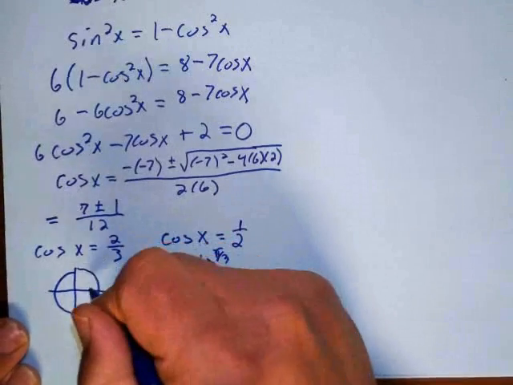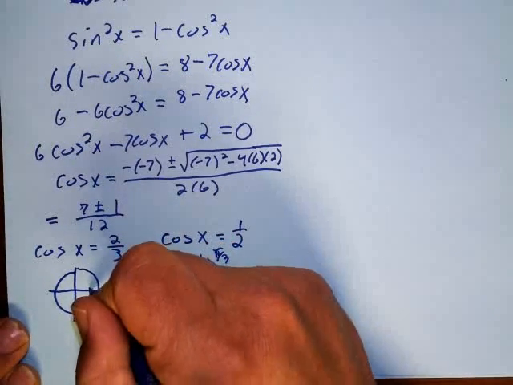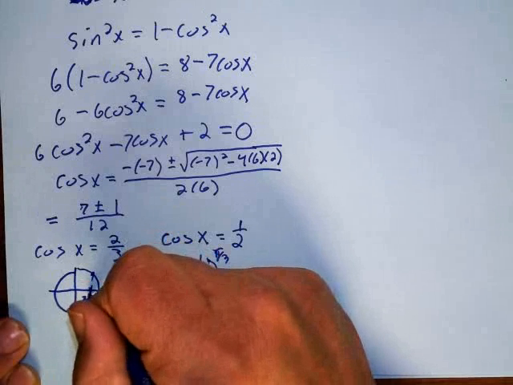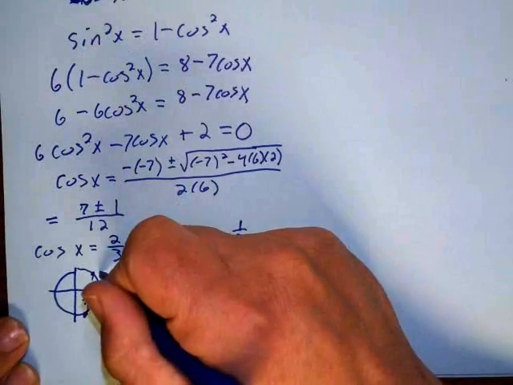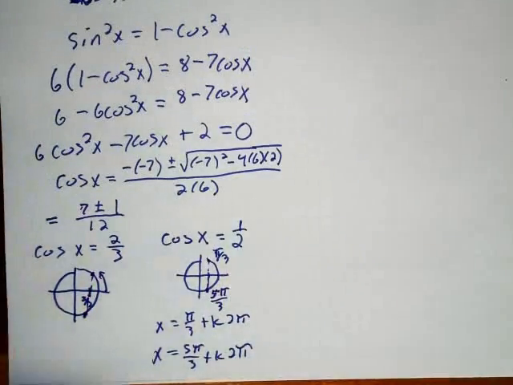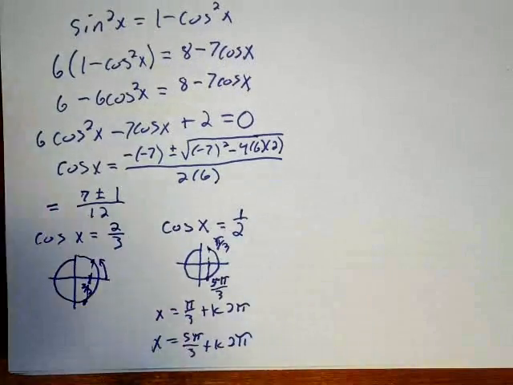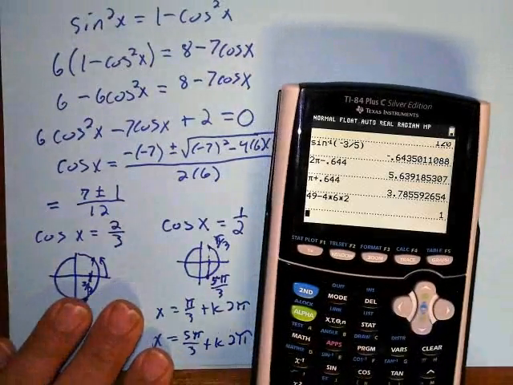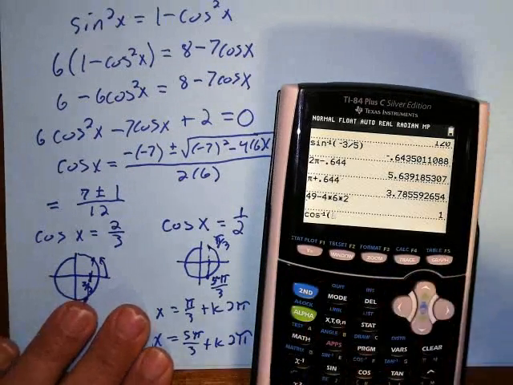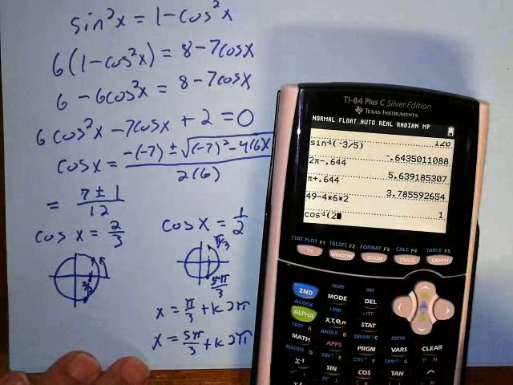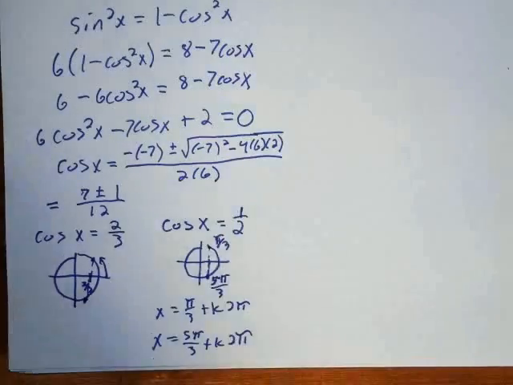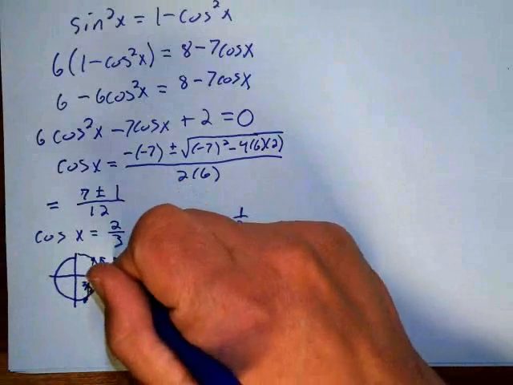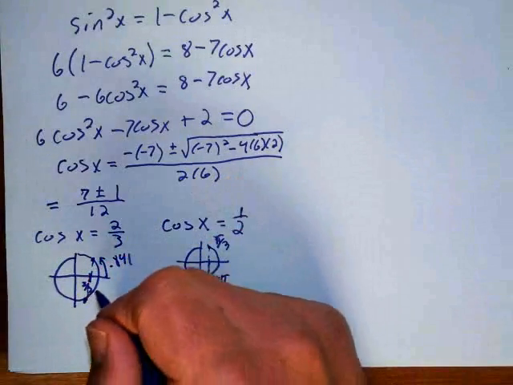So this would be like 2/3 here, right? And you'd have 1 up here, 1 down here. So using the inverse cosine of 2/3, I get like 0.841. So this is like 0.841, and that's one of them.